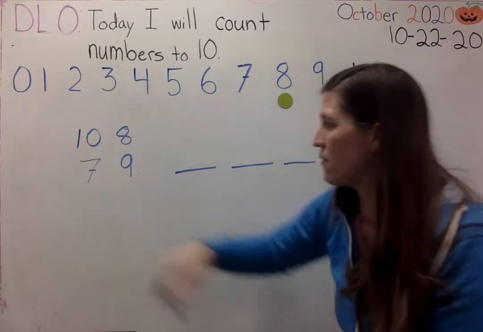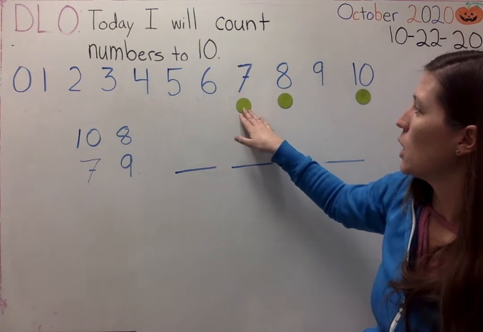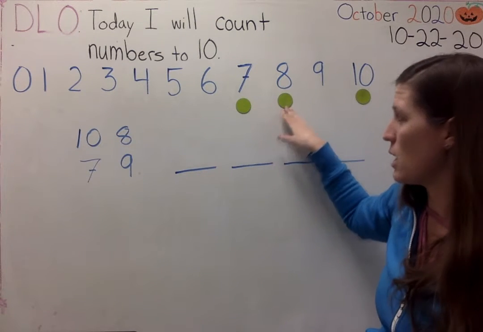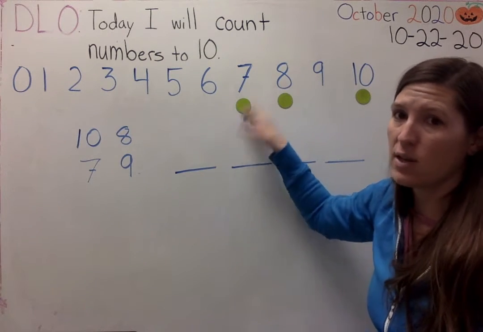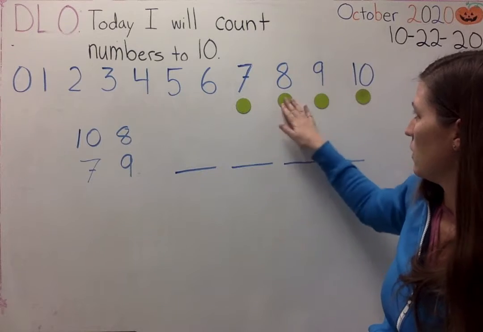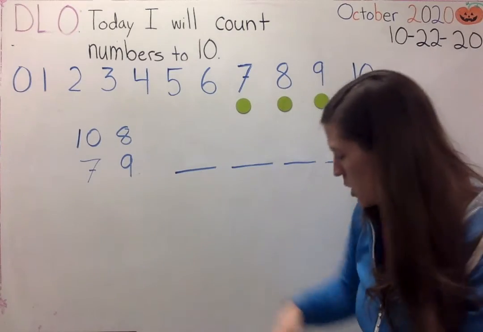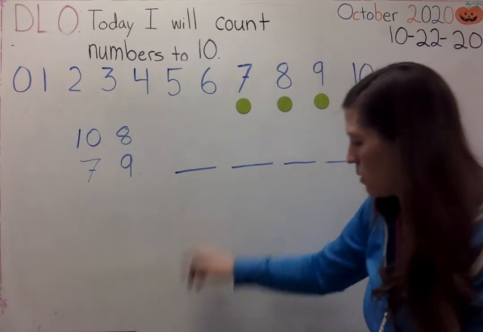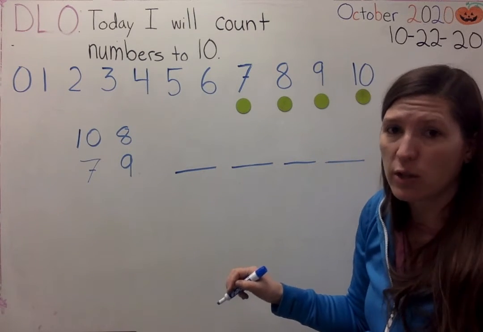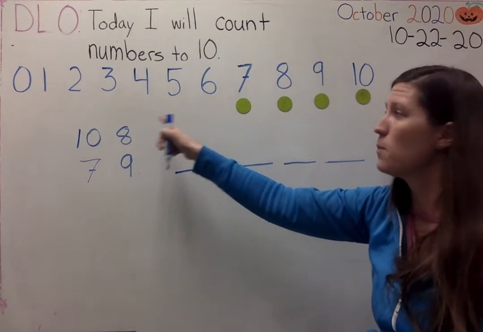Next number, 7. Here it is. Oop. Now my smallest number has changed. It's not 8 anymore. It's 7, because 7 is closest to 0. My last number, 9. I have all 4 of my numbers marked. Now I'm ready to write it on my number line. Which number will I start with? The smallest one. Which number is closest to 0?